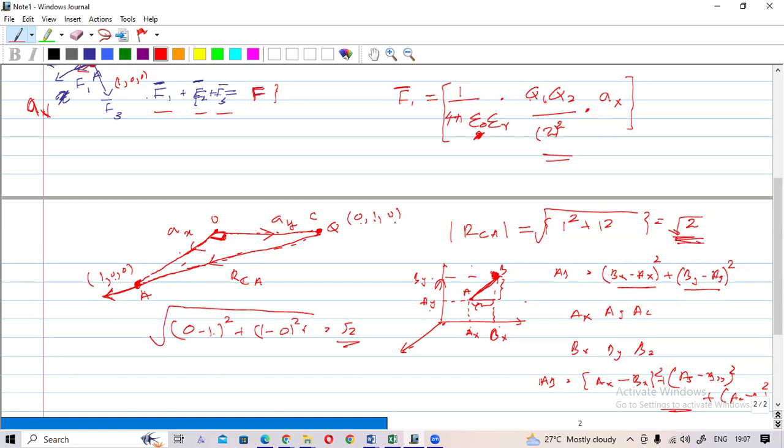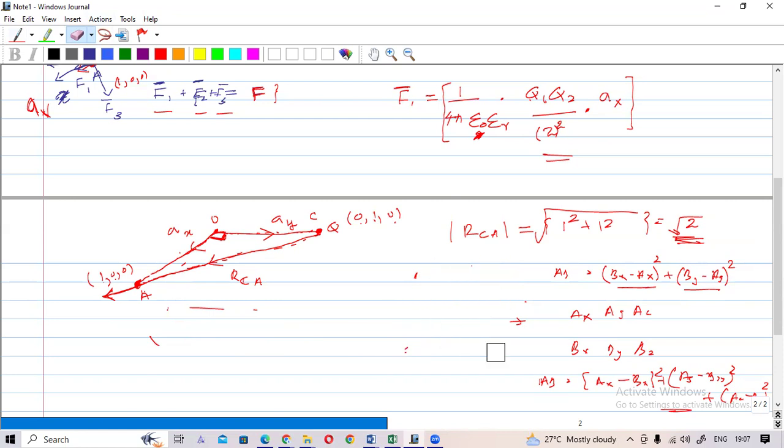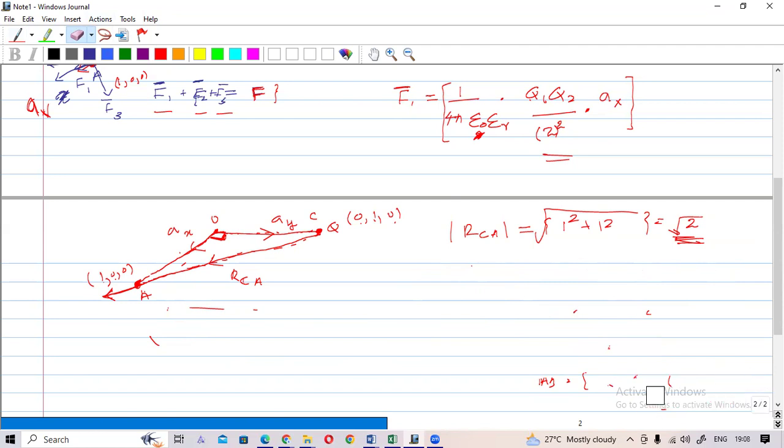So finding the distance is not much difficult. What you have to do is get the corresponding x, y, z terms subtraction, then square them and add them together, then get the square root. That is how you can find the distance between 2 points, whether in 2-dimensional or 3-dimensional. So this will be square root 2.